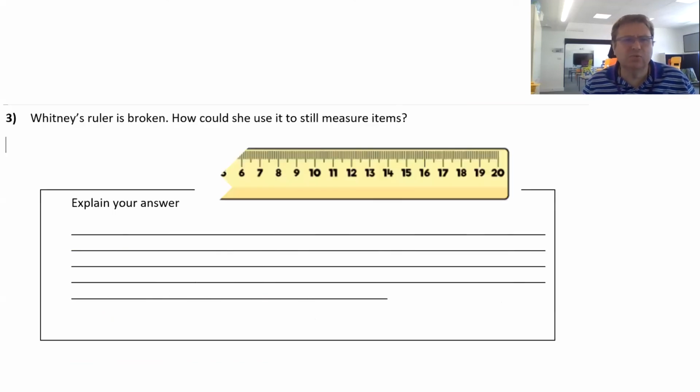Now, what about this one? Whitney, just like some of the people in my class, has accidentally managed to break her ruler. So she's managed to snap it in two, and I'm not doing that with our valuable school property. Now, how could she still use it to measure? Because it starts on 7, really, 6 or 7. So how could she actually still use that broken bit of ruler to measure in centimetres and millimetres? I want you to think about it and explain your answer on a piece of paper and stick it up on Tapestry so we can have a look at it.